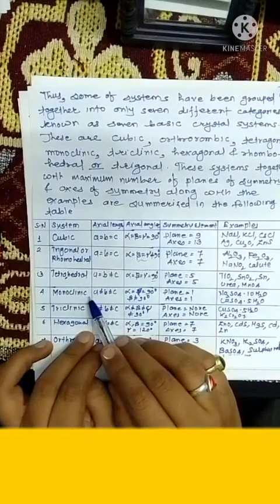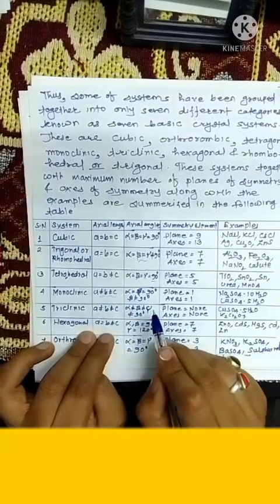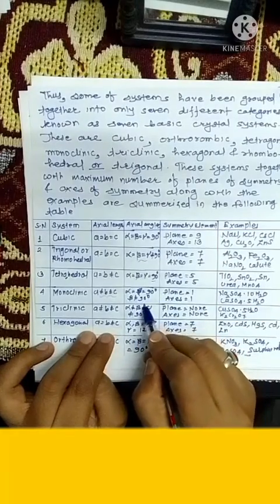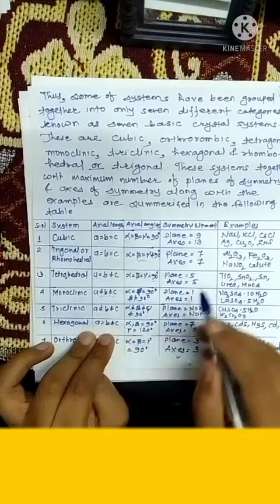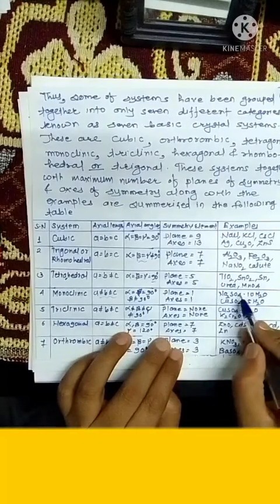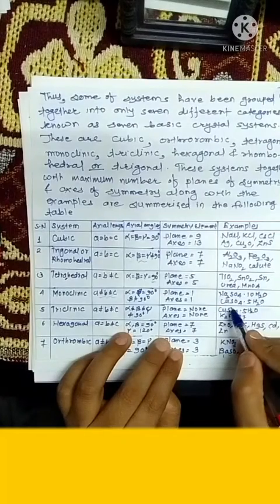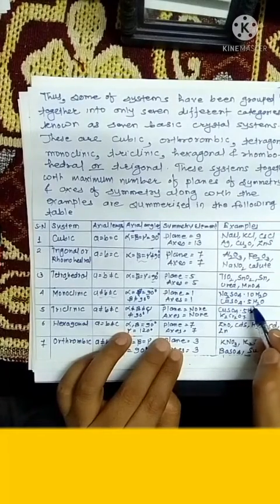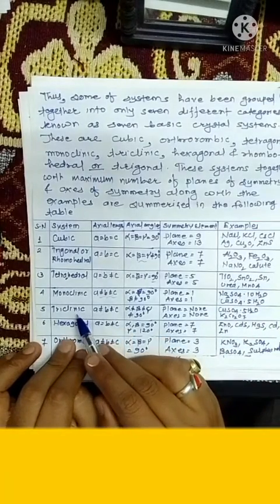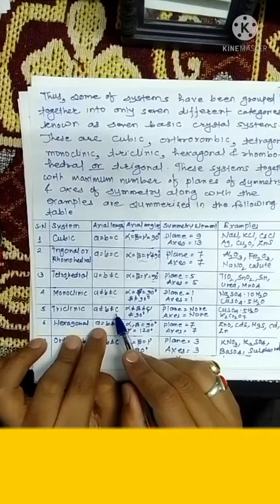Monoclinic crystal system. In this, a is not equal to b, b is not equal to c. Alpha and gamma equal 90, but beta is not equal to 90. This monoclinic system has one plane of symmetry and one axis of symmetry. Examples are sodium sulfide, tin hydrate, or copper sulfate pentahydrate.